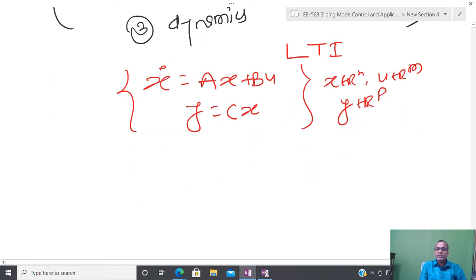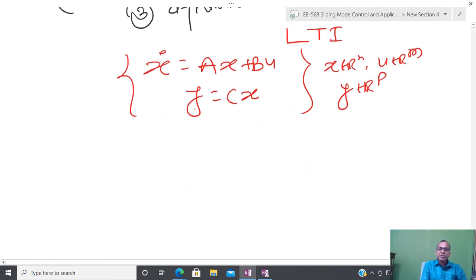So I have this kind of situation. It is possible to show that from the output, using the information of control and output, if I know the dynamics, and here I am assuming that this number p is less than the number n. So from the lesser number I have to estimate a larger number.